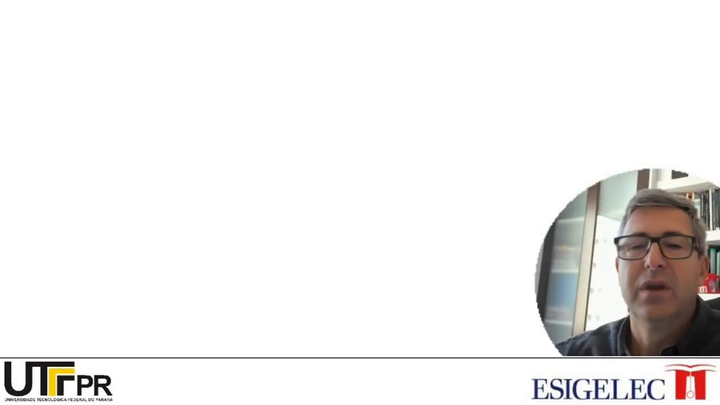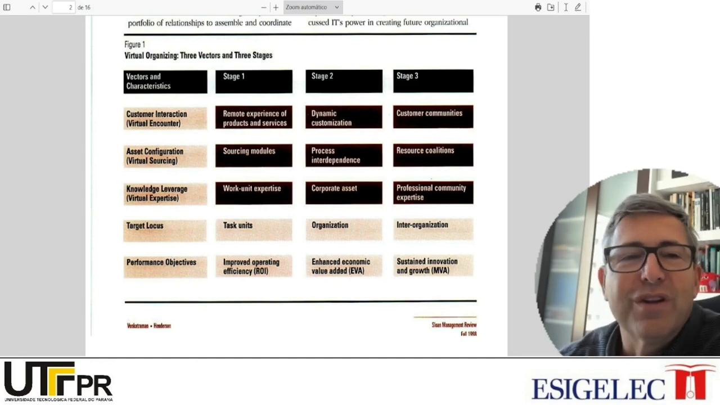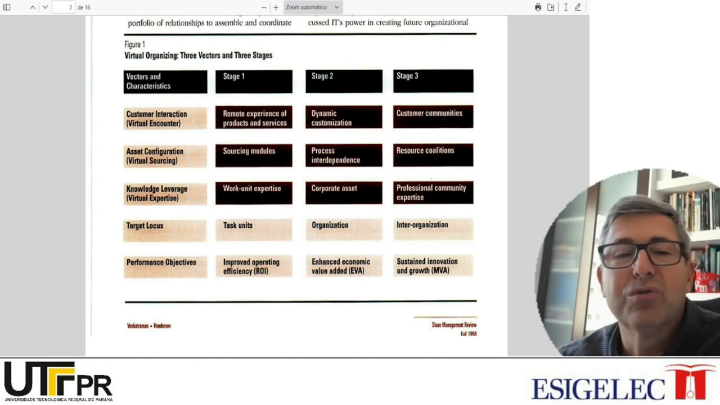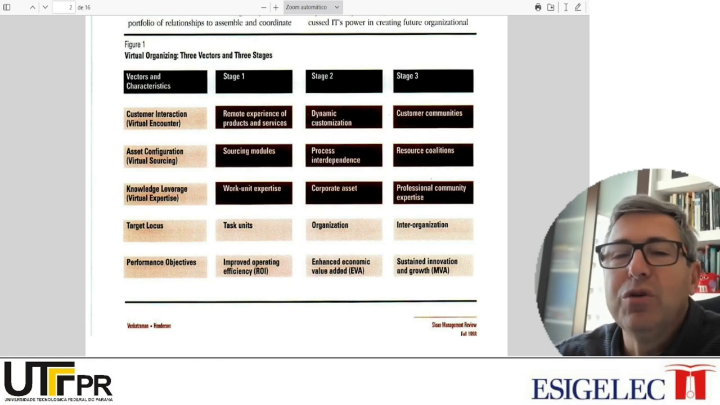So, as usual in their papers, we do have a model, and the model in this case is shown in this figure here. Virtual organizing, three vectors and three stages. Let's first focus on the vectors. Customer interaction. So the authors believed that IT could be used as a means to provide companies with a virtual encounter with their customers.